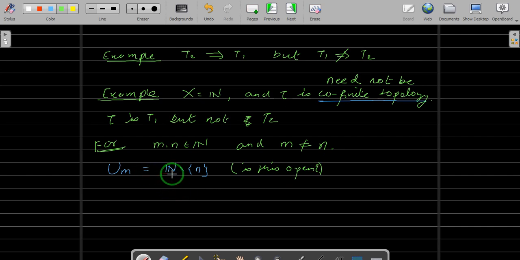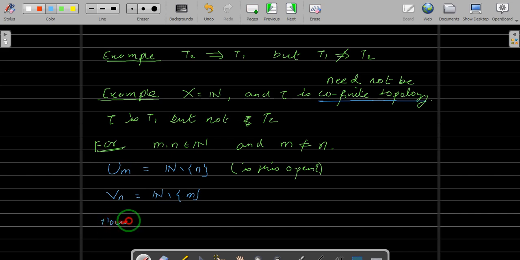All right. So this is the open set which contains m. So this is the neighborhood of m, U_m. Let us take V_n, neighborhood of n, as you take the same set N and you remove m from it now. Right. This is open because its complement is finite, which is singleton m. And this is the neighborhood of n, V_n, because n is not equal to m and you are just removing the point m. So it will contain n. So these are the two neighborhoods.